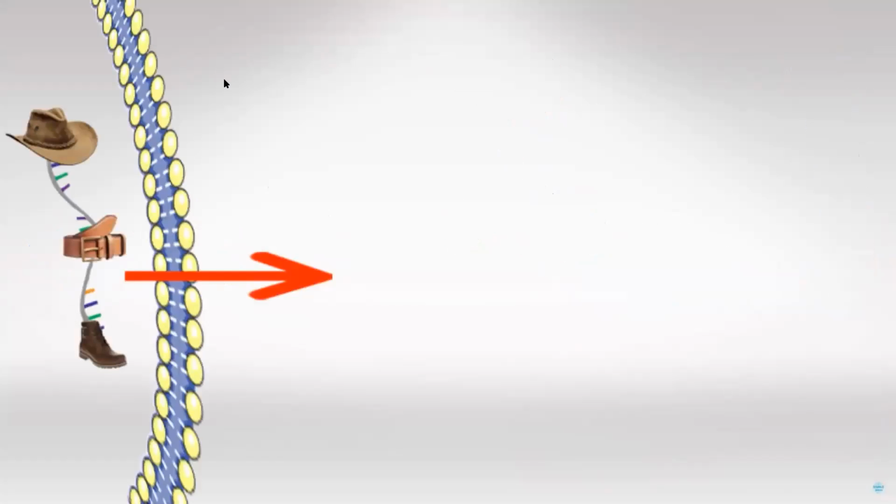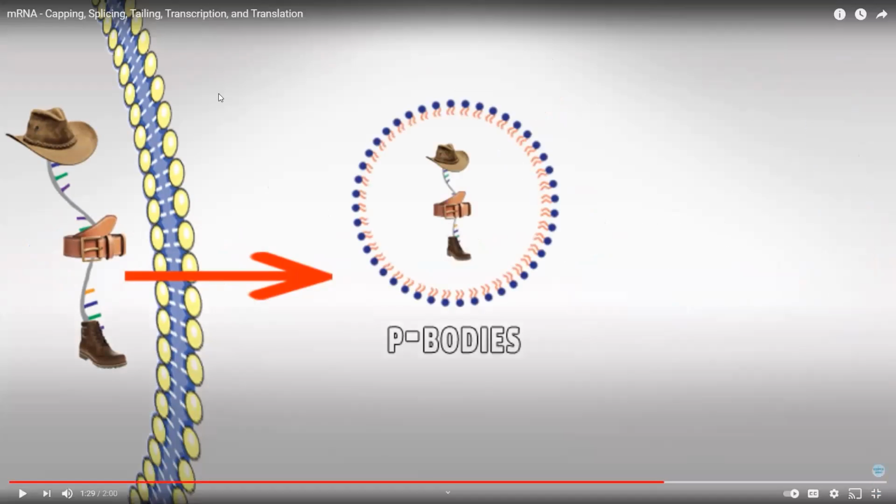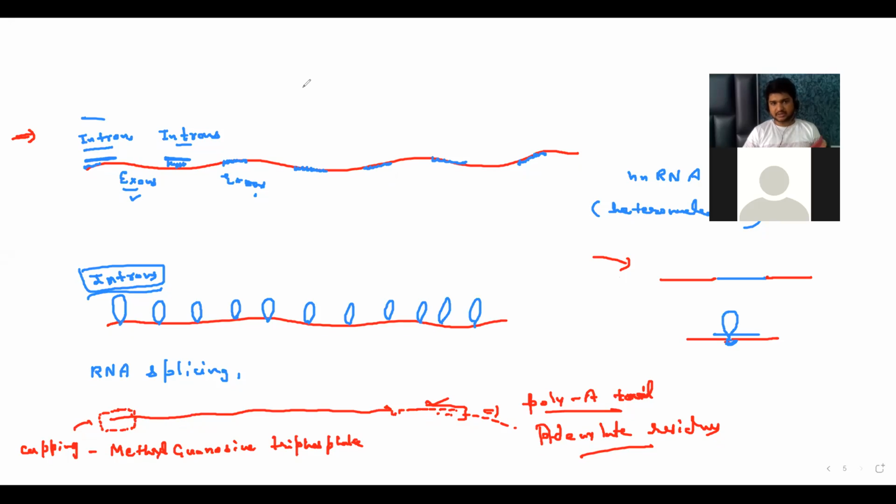This fancy little molecule leaves the nucleus to be stored in P bodies in the cytoplasm. So now we will give you the further explanation. First of all, in eukaryotic organisms, our RNA basically contains hnRNA, heterogeneous nuclear RNA. It contains both introns and exons. We have to remove the introns because they are non-coding and don't help in protein formation. So we remove them like this.